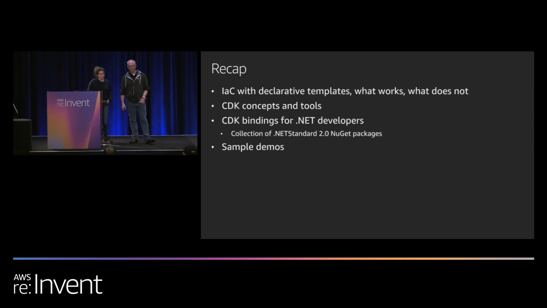So we talked about CDK concepts and tools: the idea of an app, which is composed of multiple stacks, each stack composed of multiple constructs, which can be chained together. The base level constructs map to the AWS resources, and then the higher level constructs let us compose logical constructs based on whatever rules and needs we have. CDK bindings for .NET are just a collection of NuGet packages that you add, just like when you're using the AWS SDK for .NET, and various bits of demos that we went through.